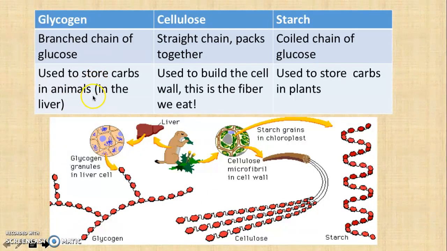Glycogen is a form that animals use to store carbohydrates. So we store carbohydrates within our bodies in the form of glycogen, and that can happen in our muscle cells and also in our liver cells. So if later we really need energy, we can access the energy stored there.